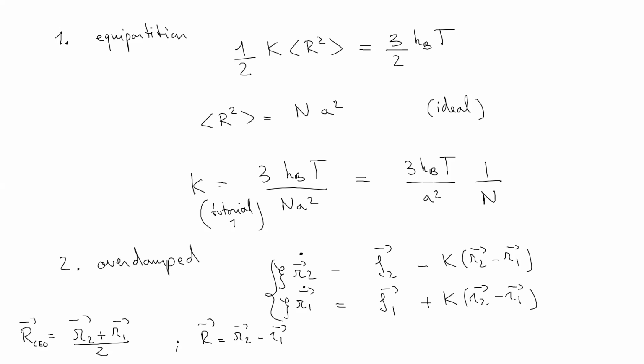And if you do so, you are able to rewrite the equation as you can see here. So if I take the difference between the two, psi r dot is equal to minus 2k r plus f2 minus f1. That's the first one, okay? And then if now I take the sum of the two and I divide by 2, I have psi r of the center of mass.